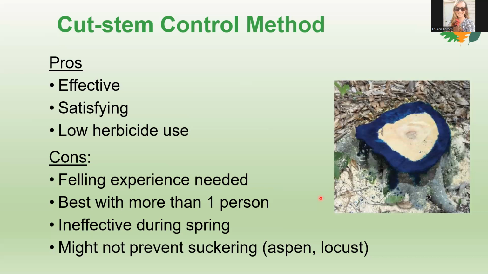Use minimal herbicides with this too. Unlike spraying the leaves, you're just treating the outside of the stump. And so why do you treat the outside of the stump? It's because the outside is the only living part of the tree, or of the stem. This middle part, the heartwood, it's called, there's no actual living tissue in here. So you'd be wasting herbicide basically. So that's why we do that.